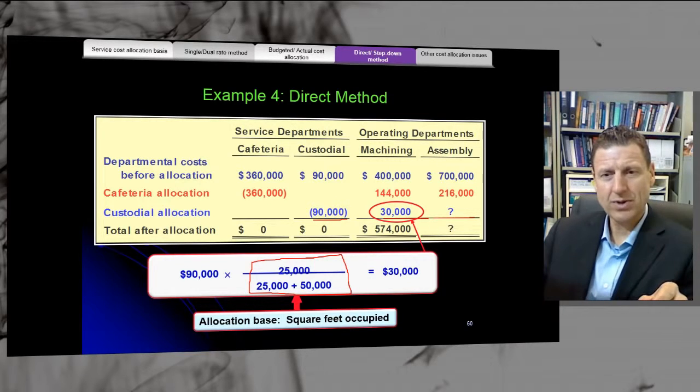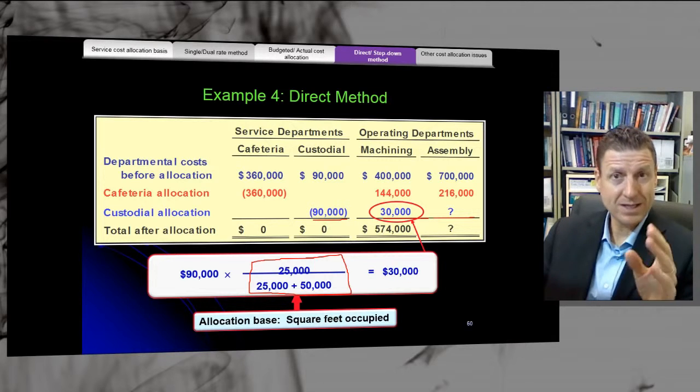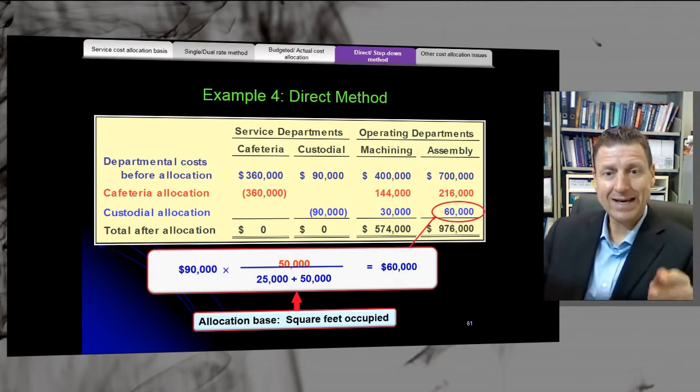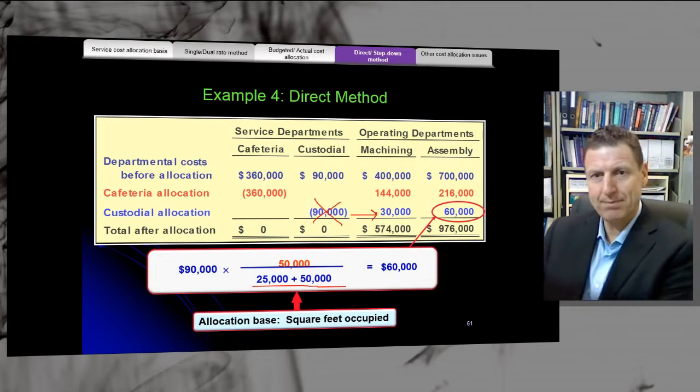So the total square feet occupied is 75,000 feet between the two departments. Machining is 25,000 of that. So 25,000 divided by 75,000 is your 1/3. And so times 90 gives you 30,000. So let's have a look at assembly. Again, you've got it. 50,000 divided by 75,000 gives you 60,000, and there you go. And now we have actually allocated custodial to machining and assembly. There you have the direct method.